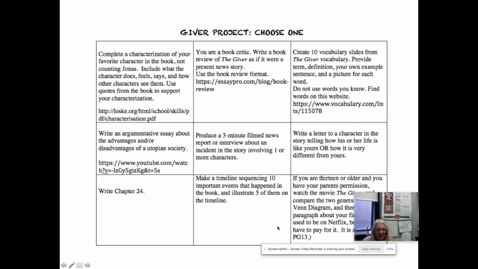Another one, make a timeline, sequencing 10 important events that happened in the book. And I do have paper here. You can string papers together and make a long timeline. If you like to draw, if you like things, ducks in a row, this is something you can do. Sequence the story and illustrate at least 5 of them on your timeline.